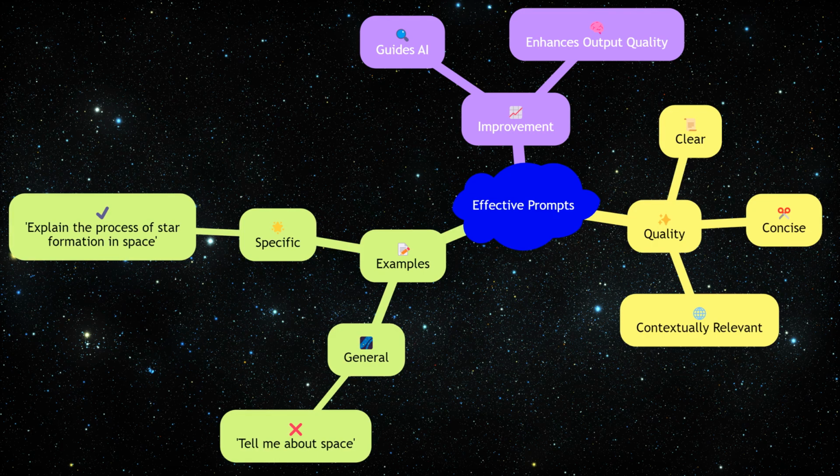The quality of the generated text heavily depends on the prompts you provide. A prompt is the initial text input that guides the AI in generating a response. Effective prompts are clear, concise, and contextually relevant. For example, instead of asking, "Tell me about space," a more effective prompt would be, "Explain the process of star formation in space." Crafting well-thought-out prompts can significantly improve the quality of the generated output.